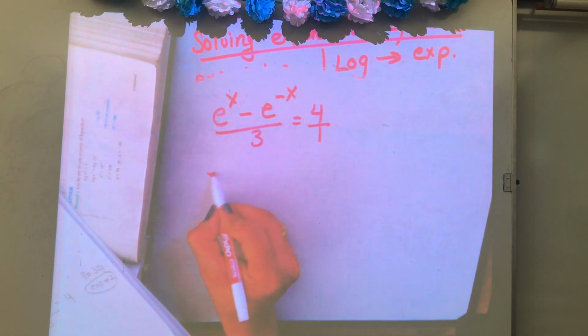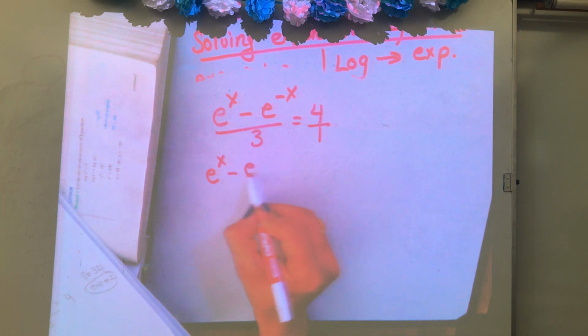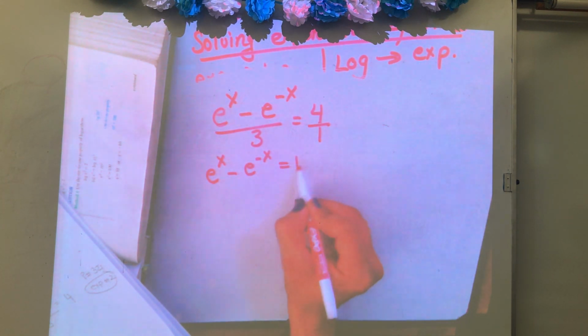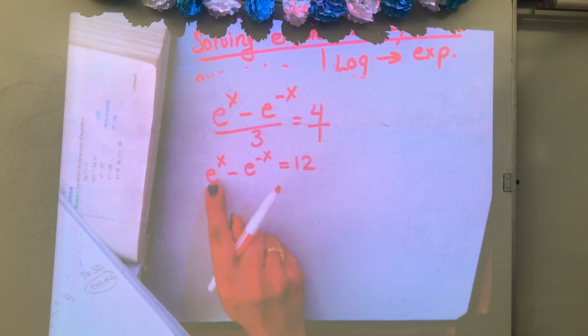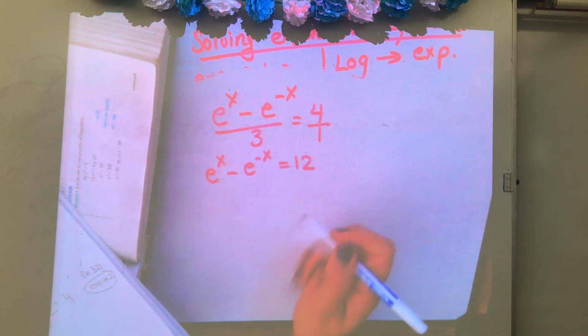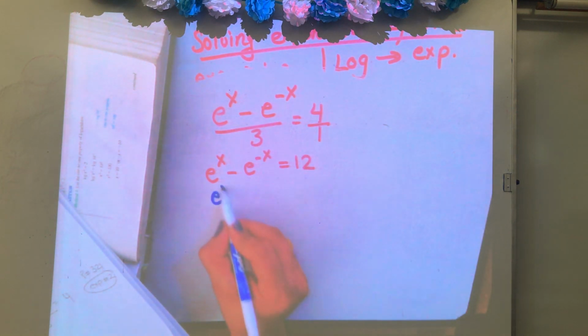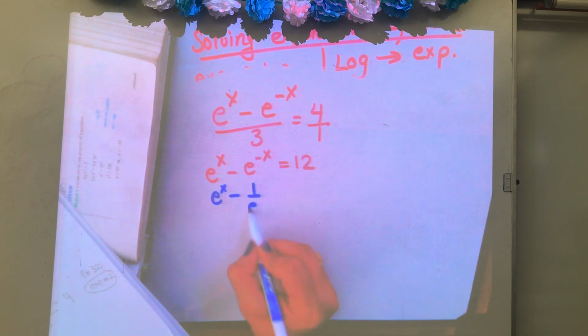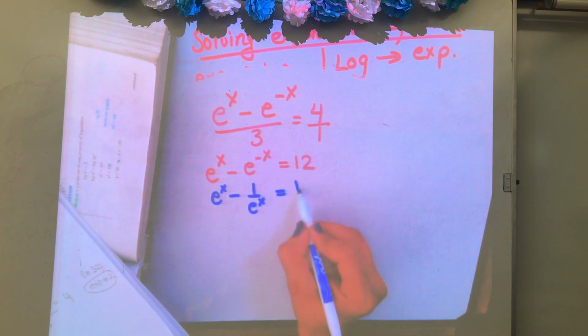So cross product, it would be e to the x minus e to the negative x, and it's equal to 12. You cannot cancel these out because these are not like terms, because one has negative x, the other one has positive x. But just to simplify, I could rewrite this as 1 over e to the x.